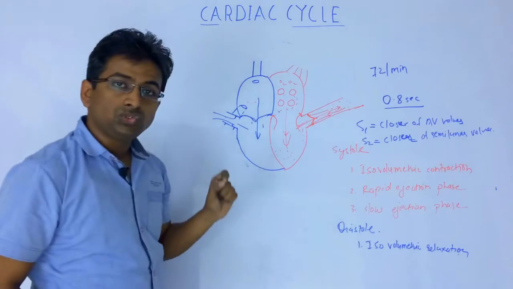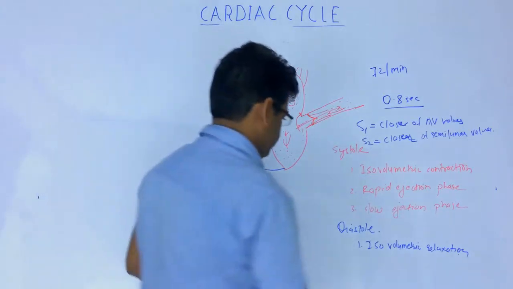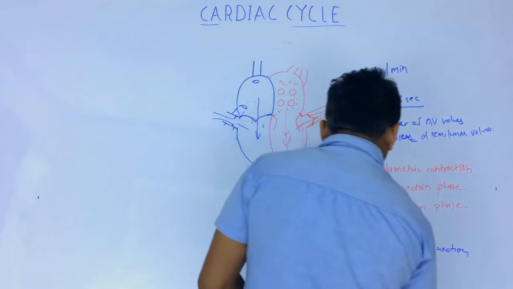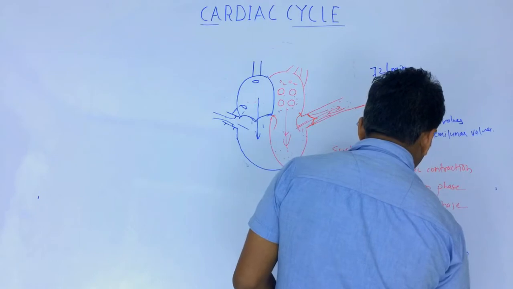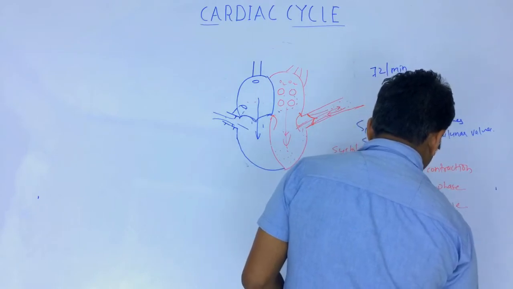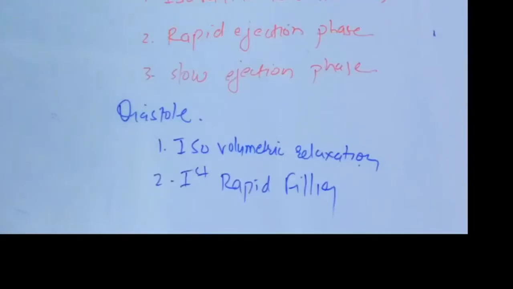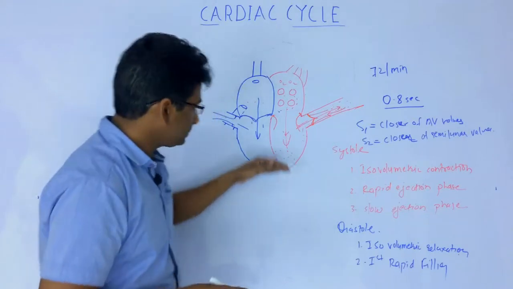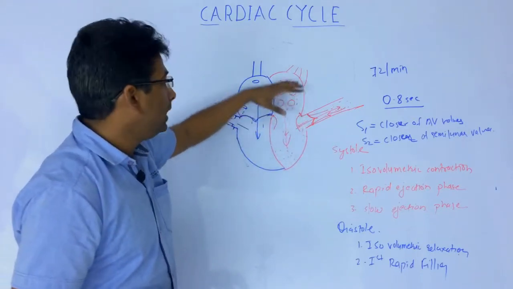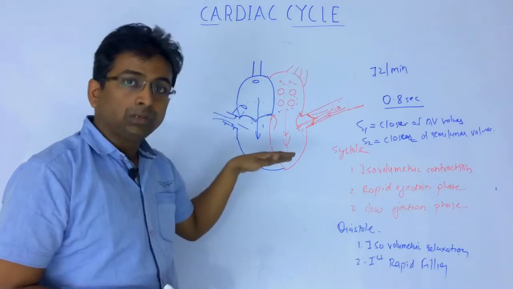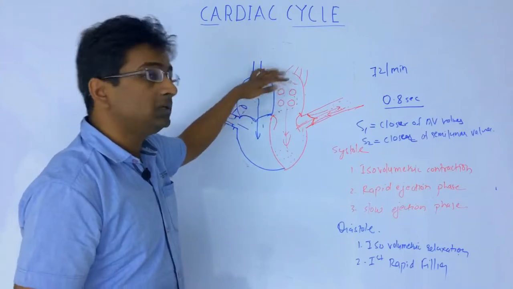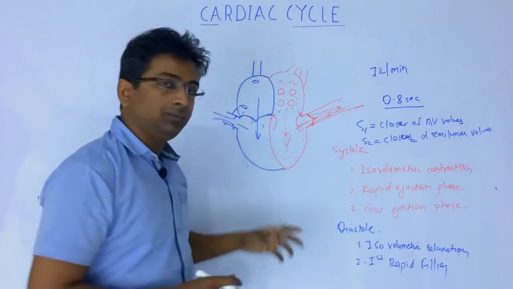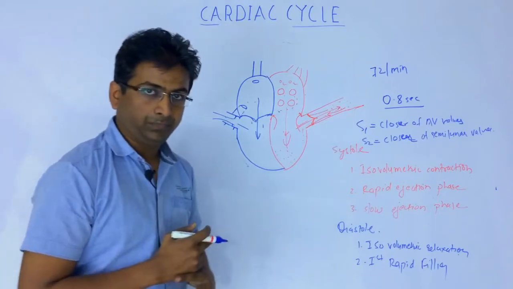So blood will flow from atria to ventricle rapidly. That is called first rapid filling. So after isovolumetric relaxation, we have first rapid filling. Then as diastole progresses, the ventricle will get filled with blood and the atria will become relatively empty, because blood from the atria is going to the ventricle. So the pressure inside them will almost equalize.